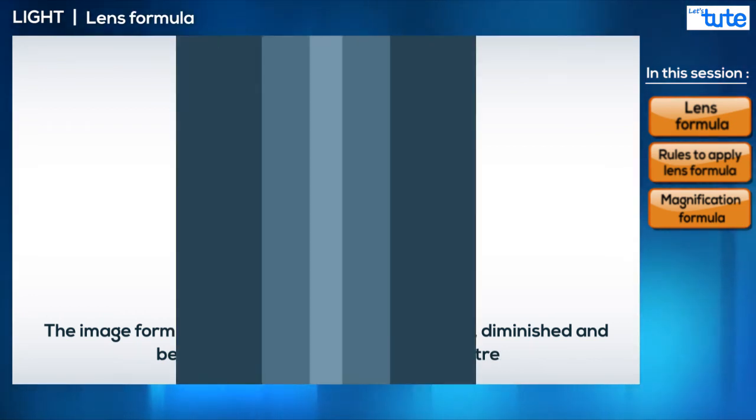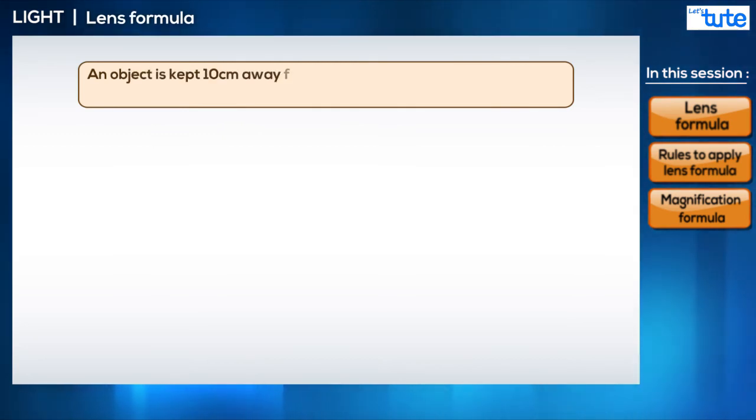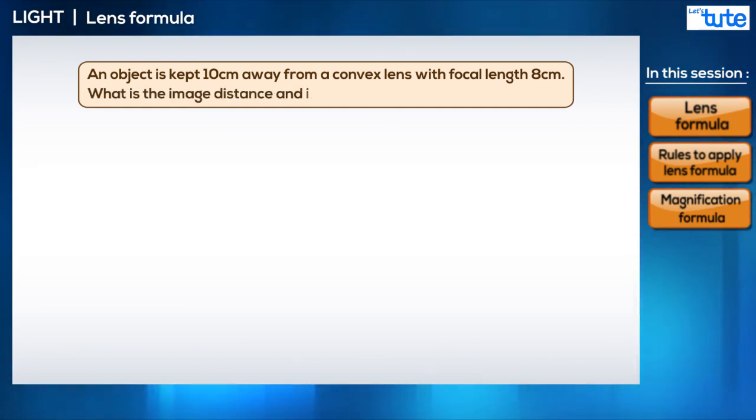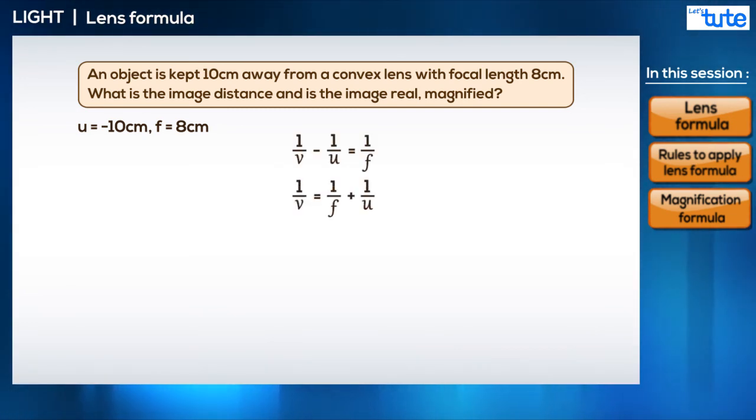Let's end this with a simple problem. An object is kept 10 cm away from a convex lens with a focal length 8 cm. What is the image distance? And is the image real, magnified? We know that u is equal to minus 10 cm and f is equal to 8 cm because focal length of convex lens is positive. Putting this in the lens formula, we get image distance v is equal to 40 cm.